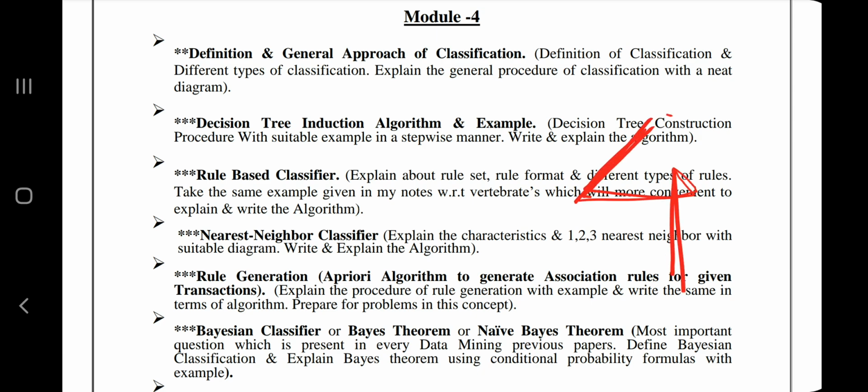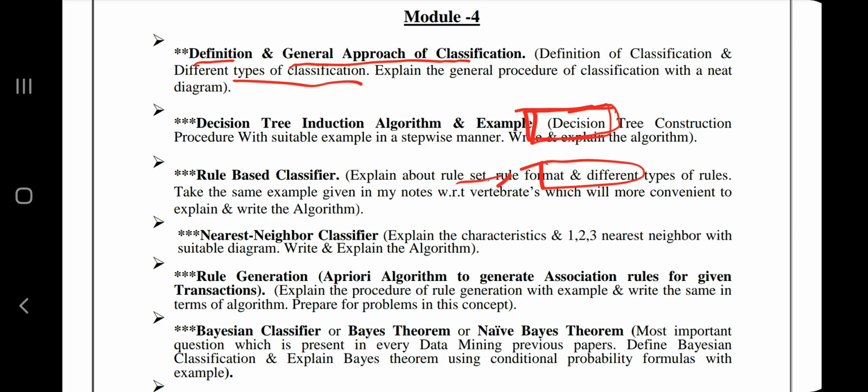How many topics are important from this module? There are 4 important topics. The first one is the definition and the general approach of classification. What do you mean by classification? The definition part of it, and then there are different types of classification. After you have given the definition of classification, you can give an example as well. All these points I'll tell you what you need to keep in mind. Then we have to write the different types of classification.